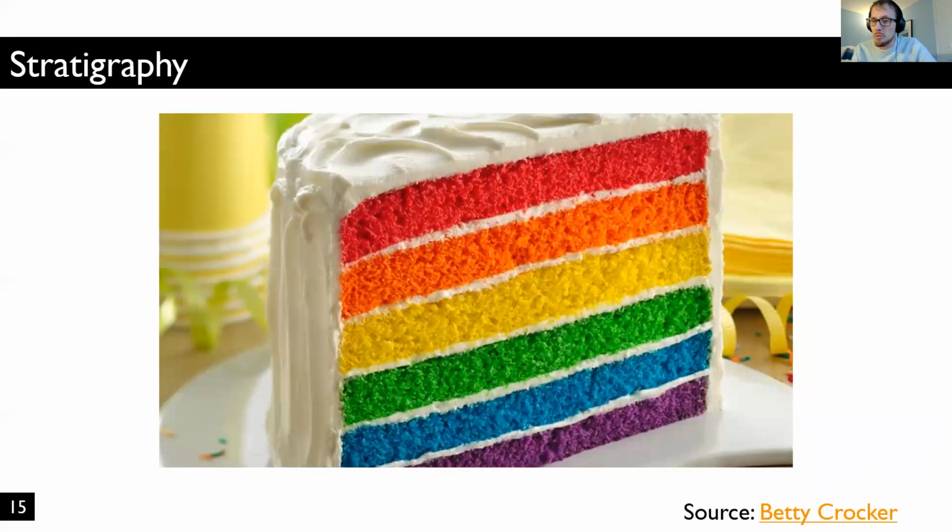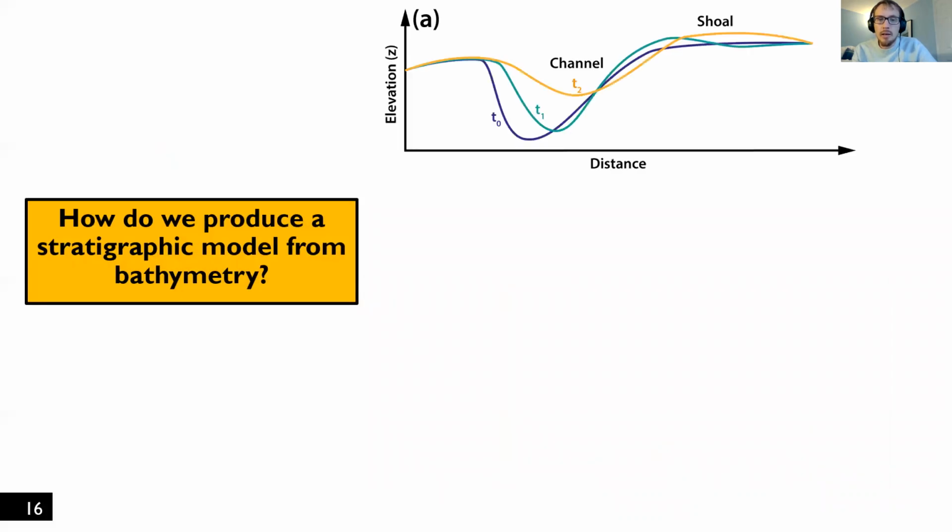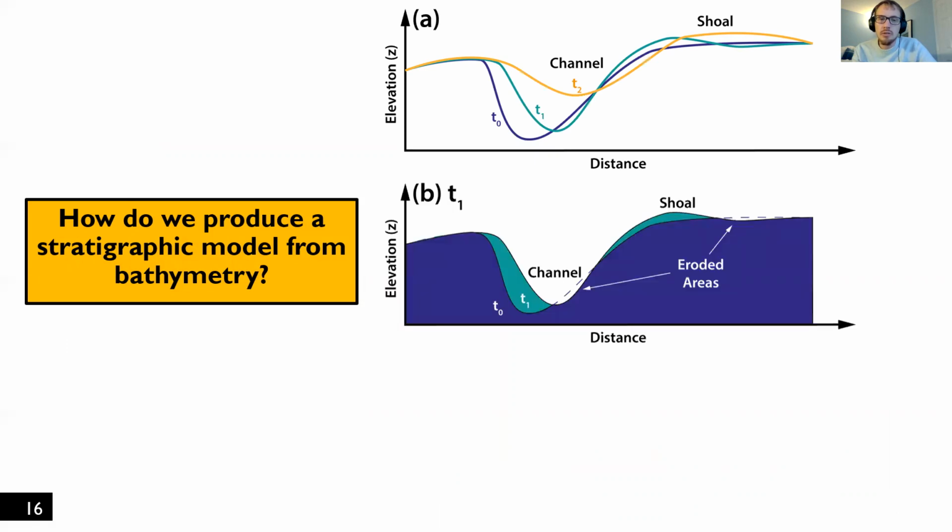Now it's time for our second approach, where we develop a stratigraphic model. So how do we actually develop this model from the bathymetry? Well, we have a series of idealized cross sections here. And if we compare the difference between two successive surveys, wherever it's higher, then we count that as deposition, and wherever it's lower, we count that as erosion.